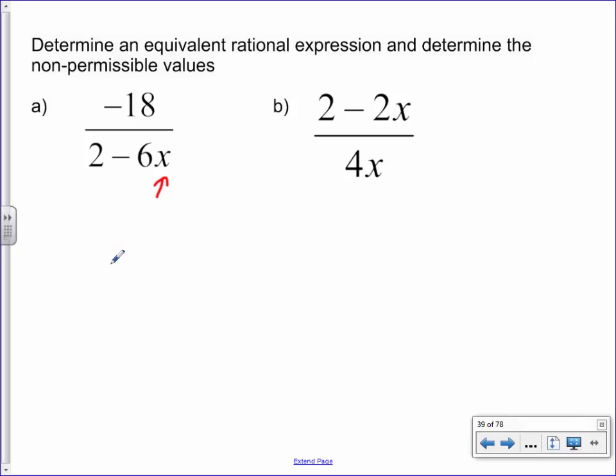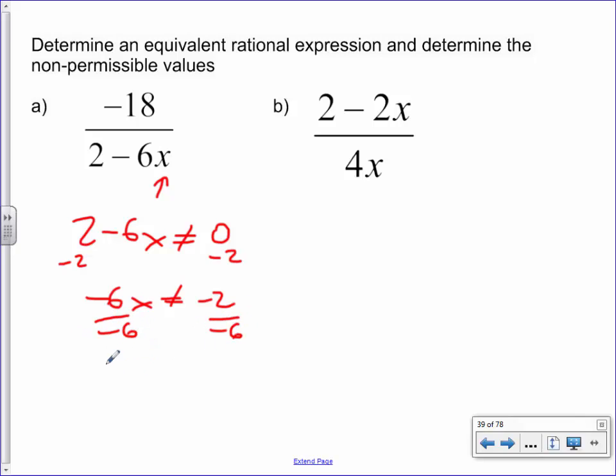Okay, so if you're stumped on this, treat it like algebra. Write a sentence out like this. 2 minus 6x is not allowed to be 0. Now this is where the algebra skills come in. How do you get x by itself? You have a minus, bring the 2 over. So then minus 6x is not allowed to be minus 2. And then divide by minus 6. So then x is not allowed to be whatever minus 2 over minus 6 is, which is a third.